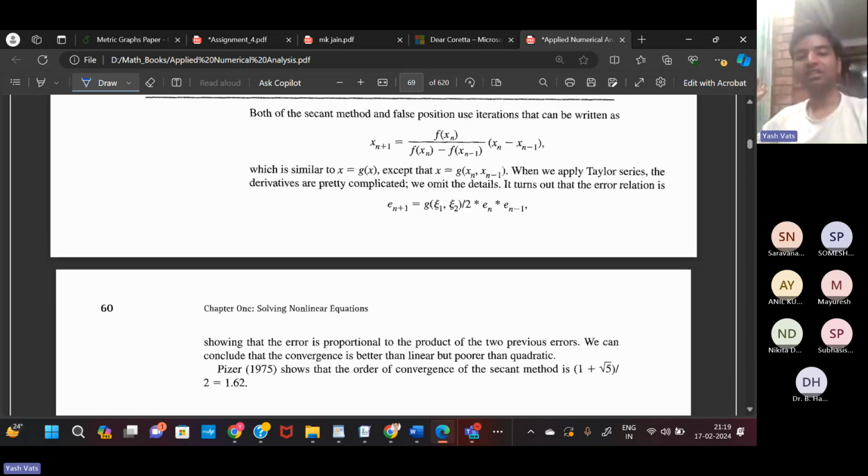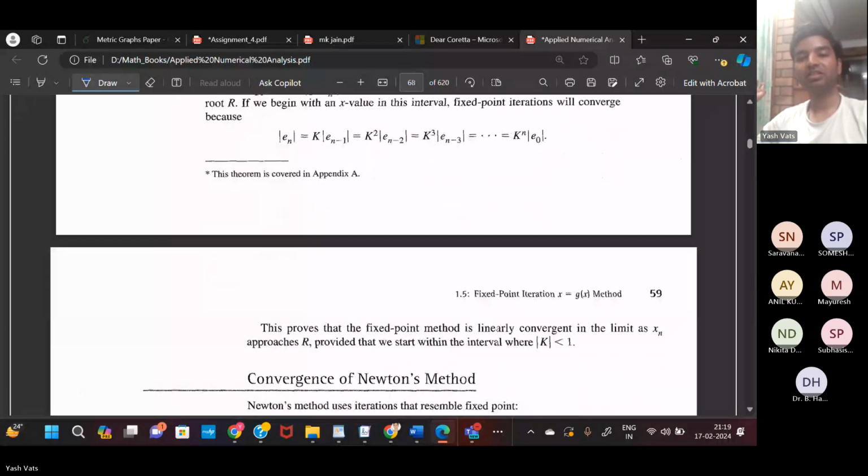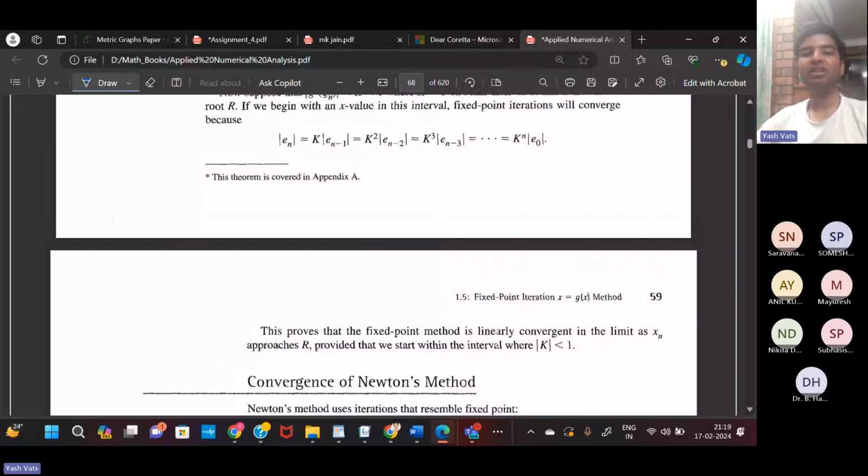Like if you see in the fixed point iteration method, here you can see that the error at the n time step is just directly proportional to the error at the n minus 1 time step, not the square of that. So the order of convergence is 1.